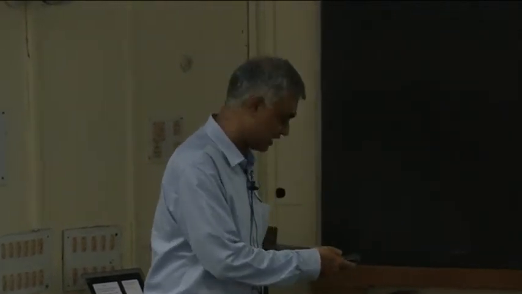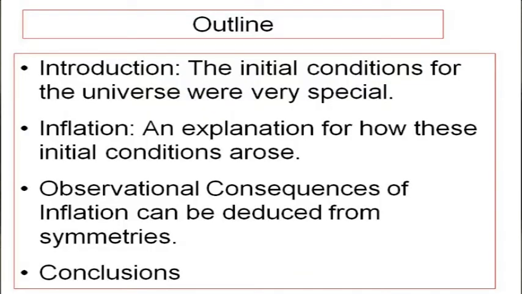What do I mean by this? In what way were they special? And how do we know this? How reliable is the extrapolation? And where might it fail? That's what we'll talk about today. So we'll start by first discussing why we think the initial conditions were special.